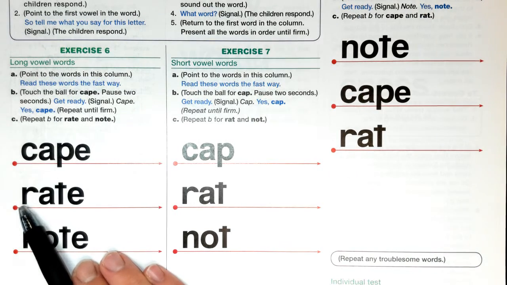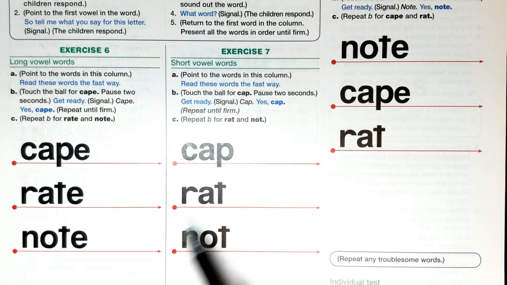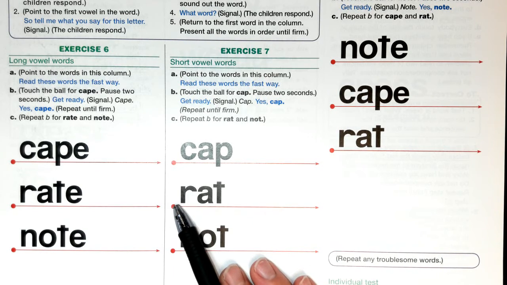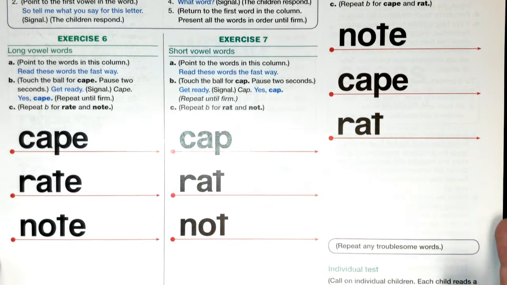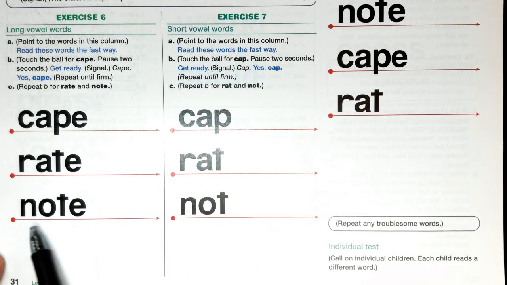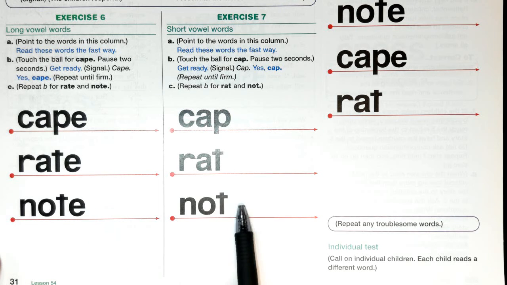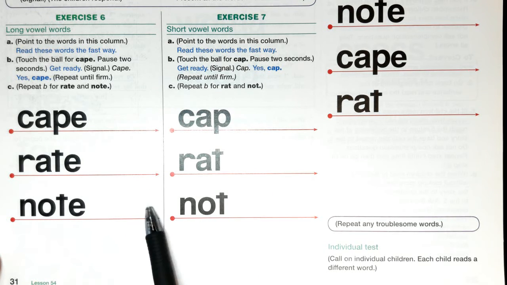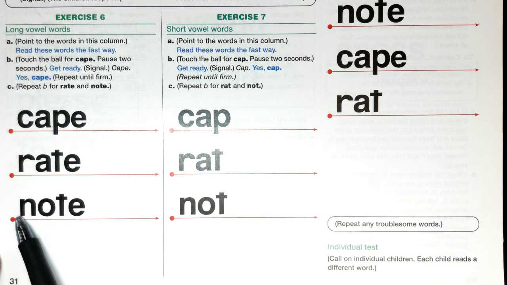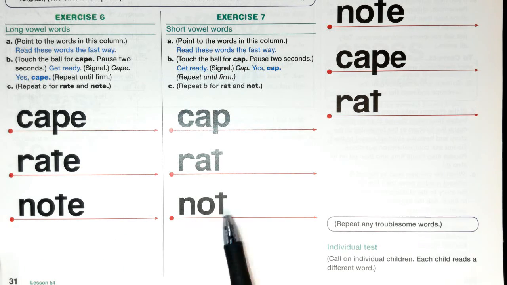Same rule applies to this word here. This word is the word rate. What word? Yes, rate. But without that silent E at the end, this word would just be rat. Rat. Then we'll notice that this word has the silent E, and this word would be note. Note. But without that silent E, instead of making the O sound, the O is going to say ah. Not. So we've got note and not. What word is this, everybody? Note. And this word is not.